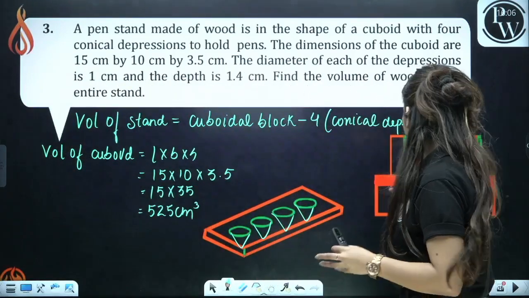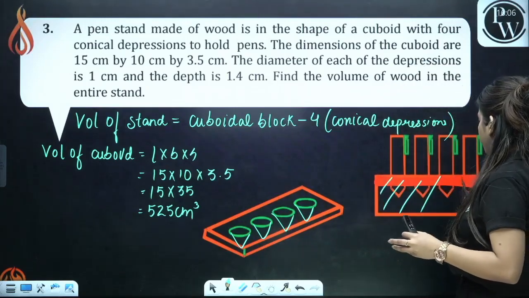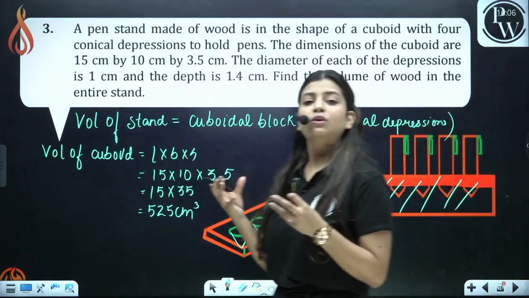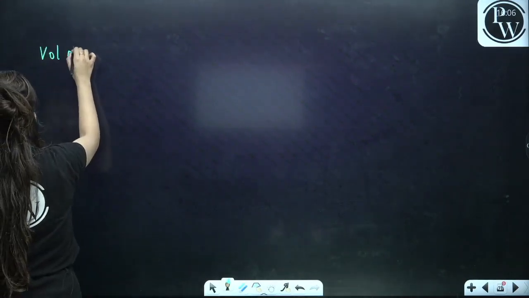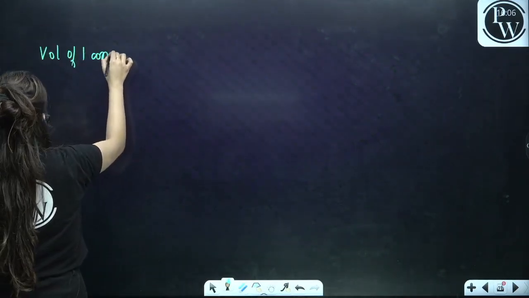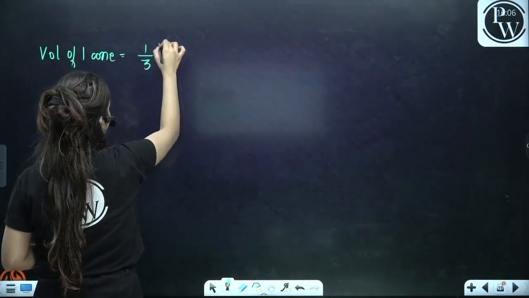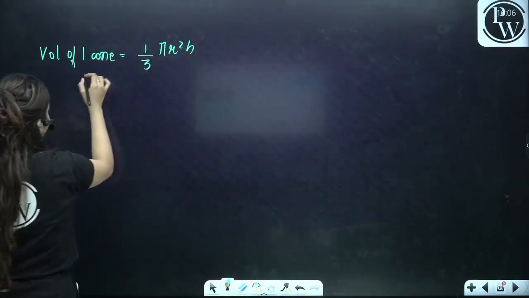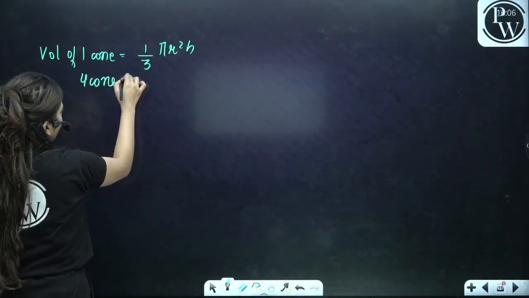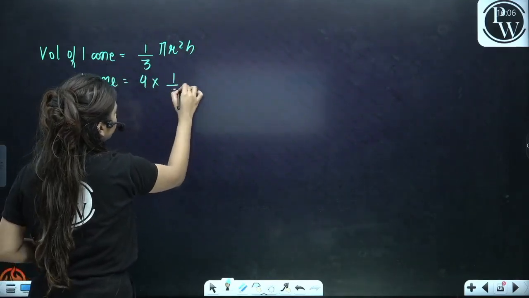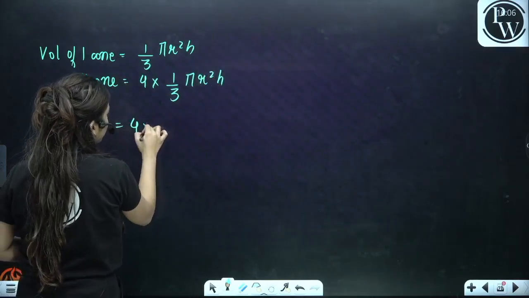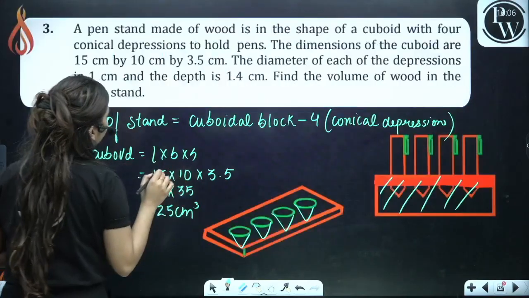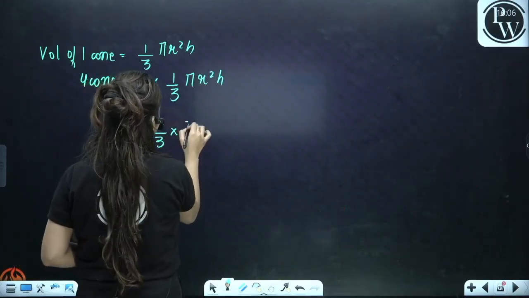So this is the volume of the whole cuboidal block, this particular whole figure which we are having now. But to calculate the remaining part, we have to calculate the volume of the cone as well. If I calculate the volume of only one cone, that will be equal to 1 by 3 pi r square h. And for 4 such cones, that will be 4 into 1 by 3 into 22 by 7.